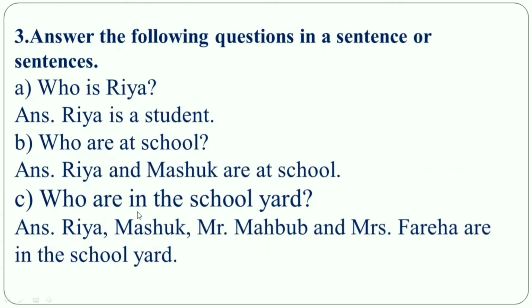Who are in the schoolyard? In the passage, you have seen that Ria, Mashu, Mr. Mahbub and Mrs. Fariha are in the schoolyard, isn't it? We have seen in the passage. So you will write Ria, Mashu, Mr. Mahbub and Mrs. Fariha are in the schoolyard.